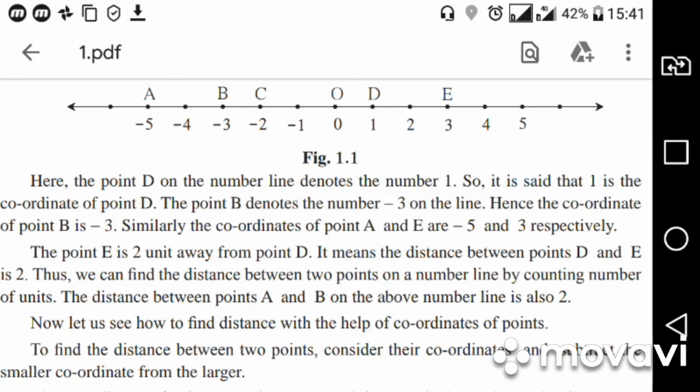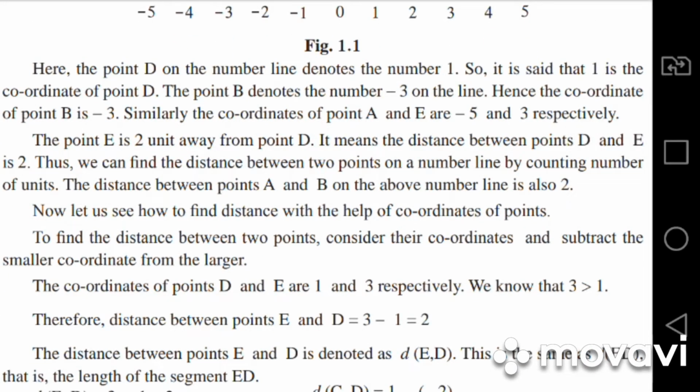But then how do we calculate the distance between two points? We can use the following formula. The distance between two points is the difference between the larger number and the smaller number, that is, the larger coordinate and the smaller coordinate. So we can say the distance between two points is obtained by subtracting the smaller coordinate from the larger coordinate. Now looking at the example, distance ED or distance DE is equal to 3 minus 1, and that is equal to 2. Therefore distance DE or distance ED is equal to length ED, and that is equal to 2.